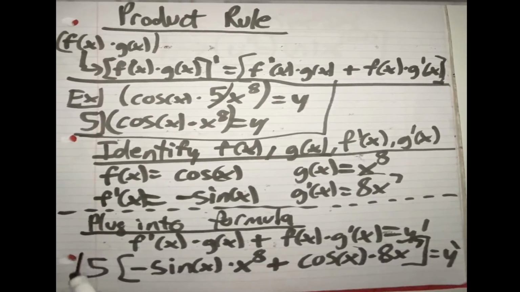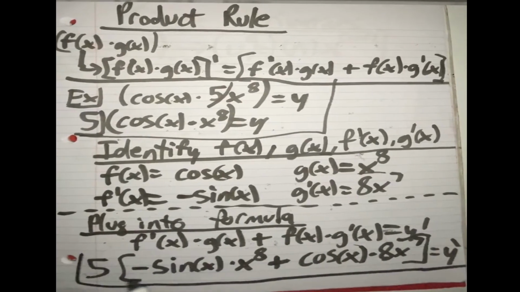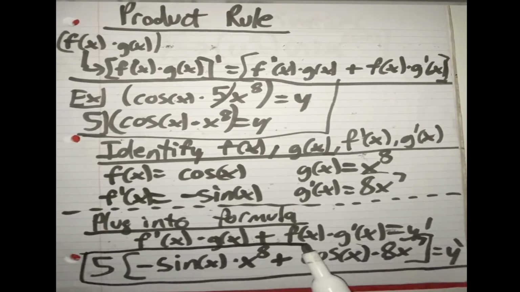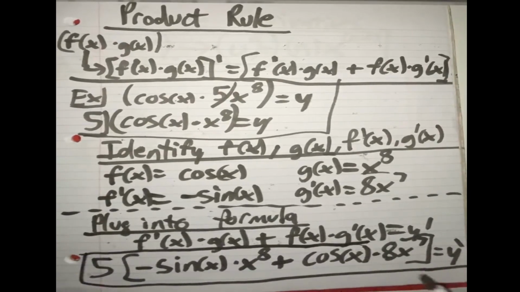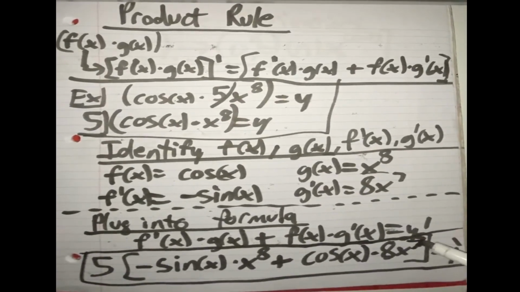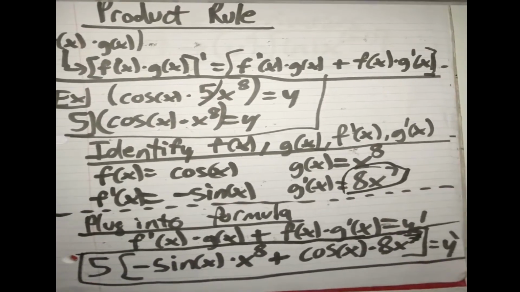So this right here is our final answer. So 5 times negative sine of x times x raised to the 8th power plus cosine of x times 8x raised to the 7th power. And I hope that 7 is pretty legible, but if you can't see it, I got it from right here.